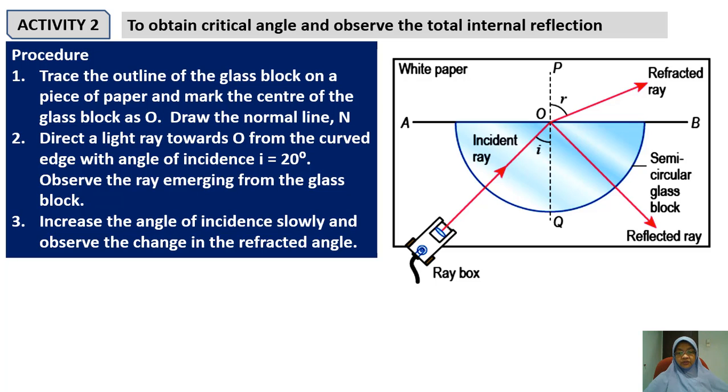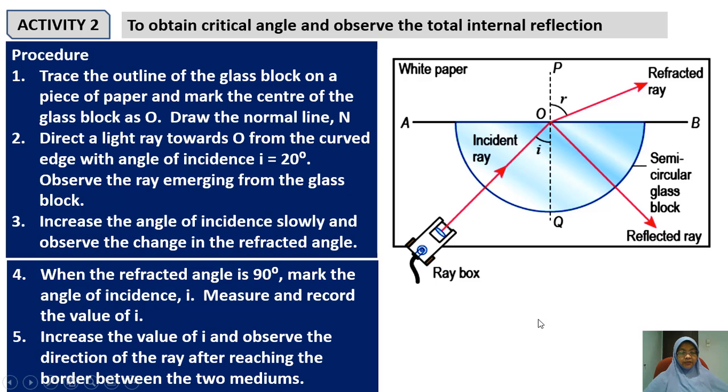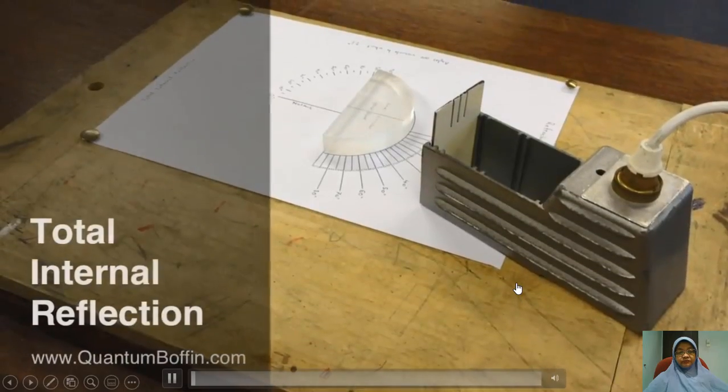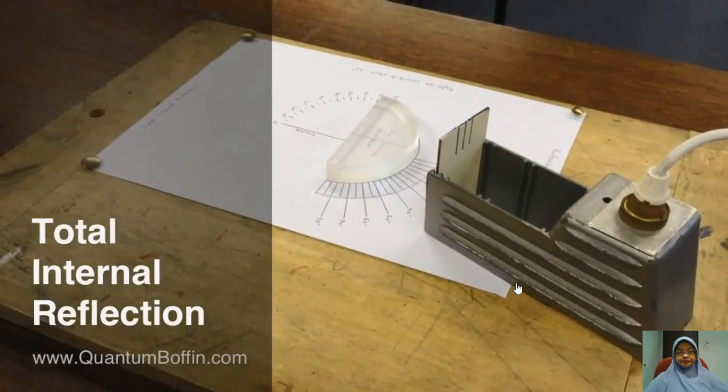shine an incident ray straight to the point here, on the normal line, and then we will see the result. So remember, this is the normal line, this is the incident ray, so this is what we call the incident angle, and this is the reflected ray. And also we want to observe the reflected ray inside the glass block, or what we call total internal reflection. Okay, so this is the observed experiment, total internal reflection.